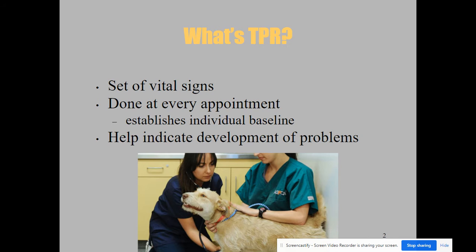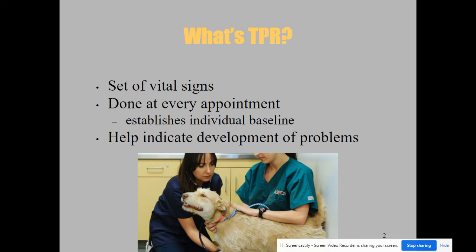Like the average, quote unquote, human temperature is said to be 98.6 degrees. Well, if you're a person whose average temperature is actually 98 degrees, a temperature of 99 is much more significant for you than for someone who's always at 98.6. So, knowing how an individual animal differs from the general population helps us to better understand if something is off.